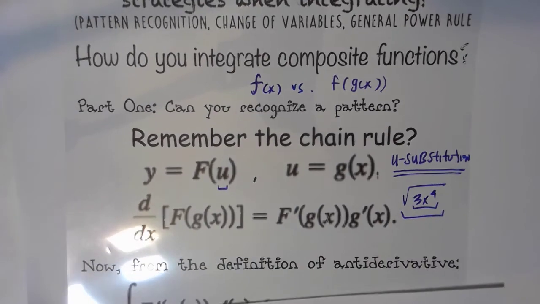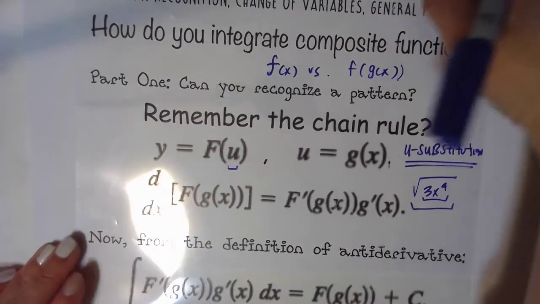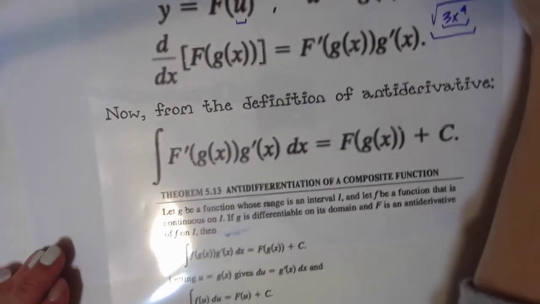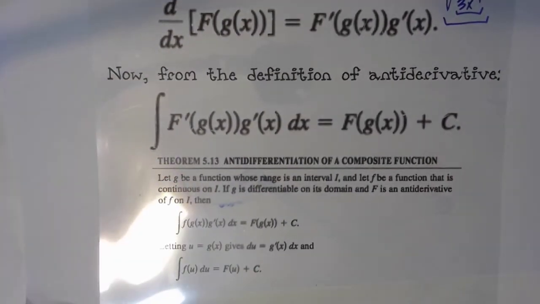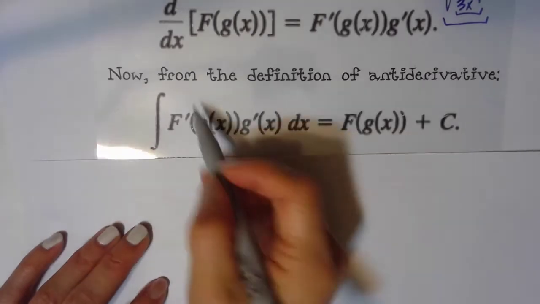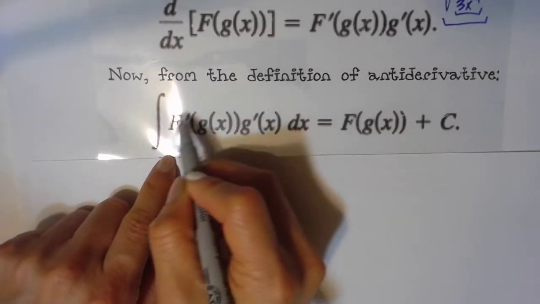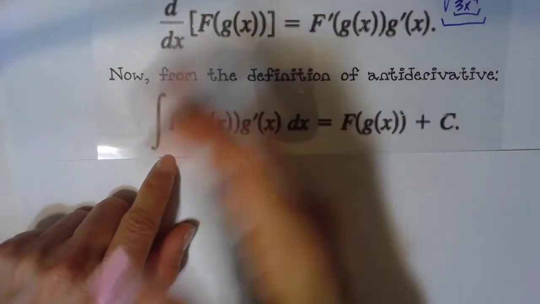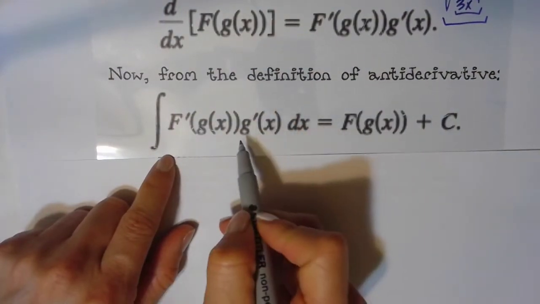Now from the definition of antiderivative, we're going to show you how that works for integrals. The definition of antiderivative is this. You take the integral of, you see this? This is the derivative, because once we integrate, we get the original function. So we're going in reverse now.